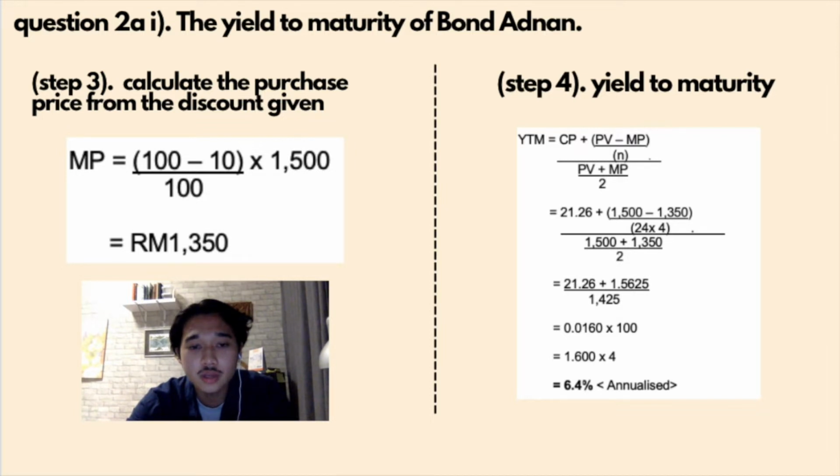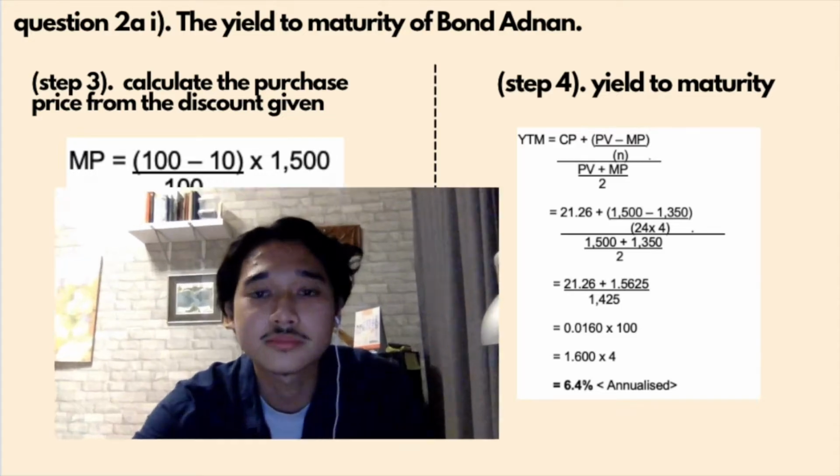We first need to add the coupon payment with the division of par value, minus MP, and divided by N. N needs to be multiplied by M, which is 24 years times 4. Then it needs to be divided by the division of PV plus MP divided by 2. We will get 1.6% periodically. Then we need to times by 4 to get annually. Therefore, the final answer will be 6.4% yield to maturity annually.